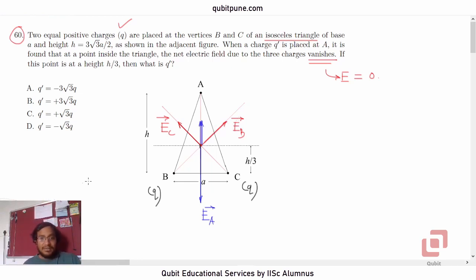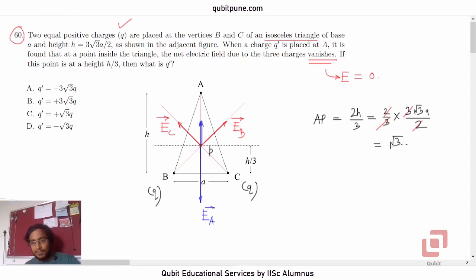We'll also need the distances, by the way. So let's call this point P. What is AP? Can we calculate AP? AP will be twice h by 3, 2 by 3 into h. h is given as 3 root 3 a by 2. So the 2s and the 3s cancel, and it will be root 3 a. Now we also need to calculate BP.